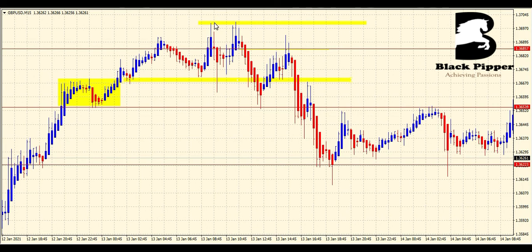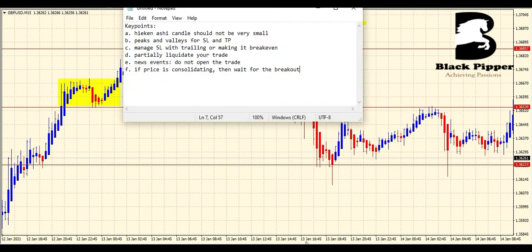So this is how you can do it. These are the key points, just revising for the sake of your learning. The beginners, especially, may master this very well. So if the Heiken Ashi candle is very small, do not take it as a trading entry point. Use peaks and valleys for the stop loss and take profit, and manage your stop loss with a trailing or make it break even. You can also partially liquidate your trade.